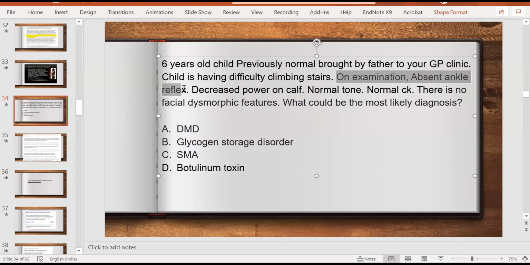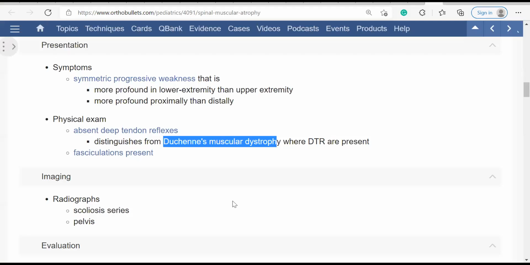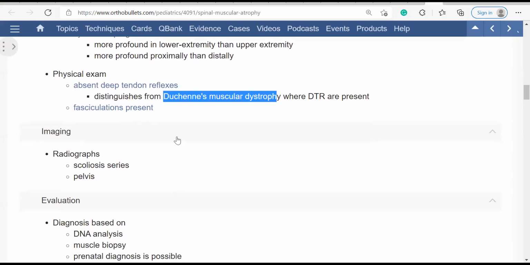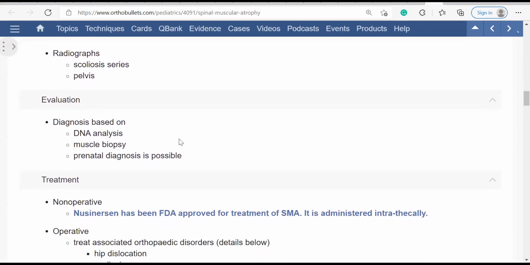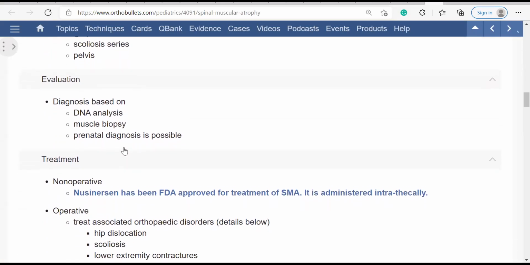On examination, absent ankle reflex. So if you know that, immediately you think about SMA, right? You will not think about DMD. See how important knowing the theory is. And you can get fasciculations also. Diagnosis, the best diagnosis would be DNA analysis or muscle biopsy. Any of these two is good.